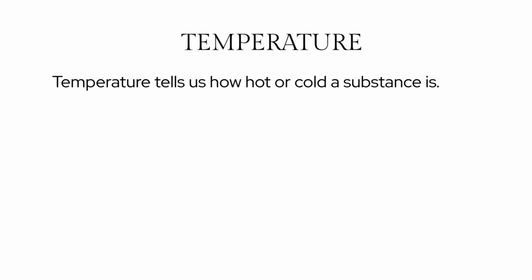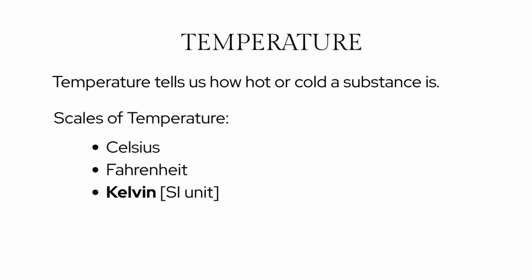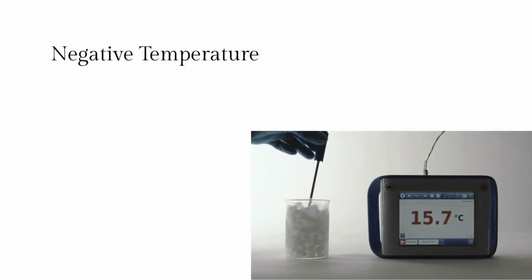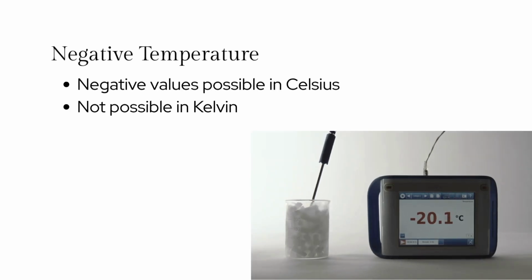Now let's move to temperature. Temperature tells us how hot or cold a substance is. There are three common temperature scales: Celsius, Fahrenheit, and Kelvin. Kelvin is the SI unit of temperature. To convert degree Celsius into Kelvin, we use the formula Kelvin equals degree Celsius plus 273.15. For example, 25 degrees Celsius becomes 298.15 Kelvin. One interesting thing to remember is that negative temperatures are possible in Celsius scale but not in Kelvin scale.